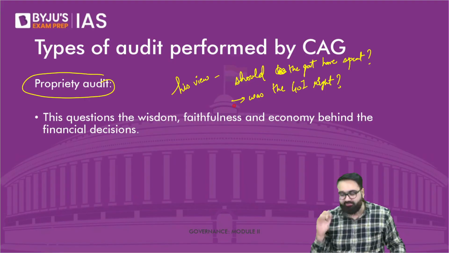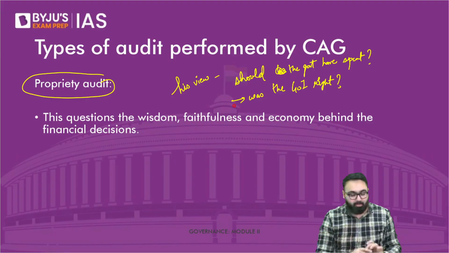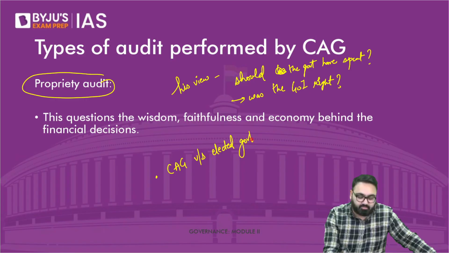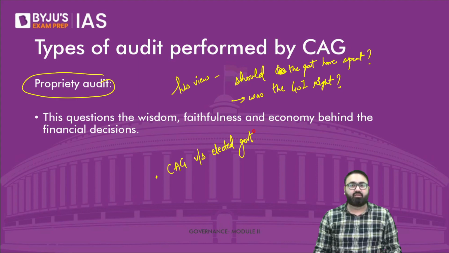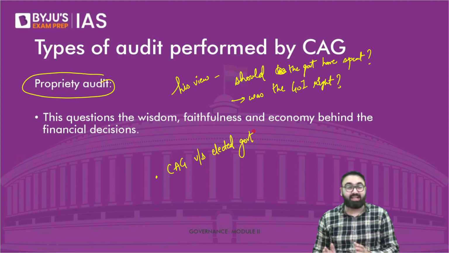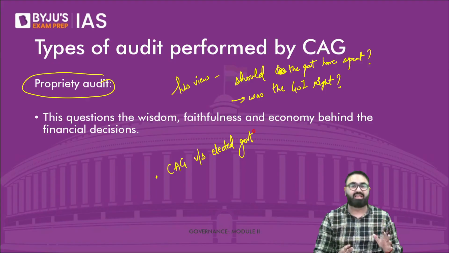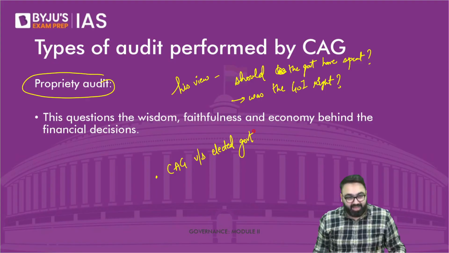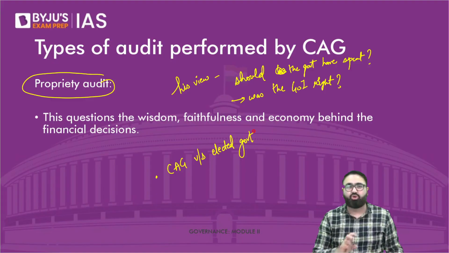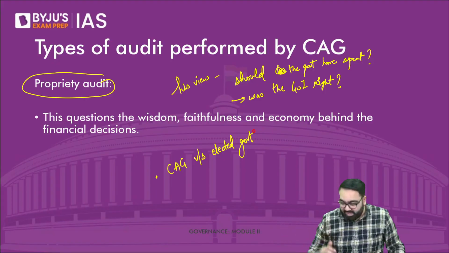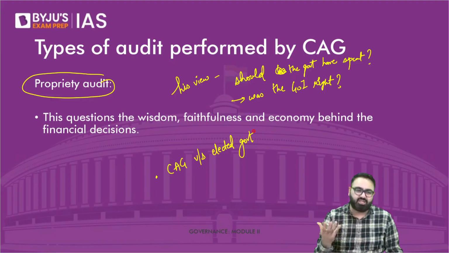Now, what is the problem with this? The first big problem is CAG versus elected government. See, at the end of the day, in a democracy, the government that has been elected by the people should have the powers to decide how the government will run. The elected government should have the powers to run the country and decide how the money will be spent. Everything has to be decided by the elected government. So if the elected government wants to spend money in a certain manner, they should.